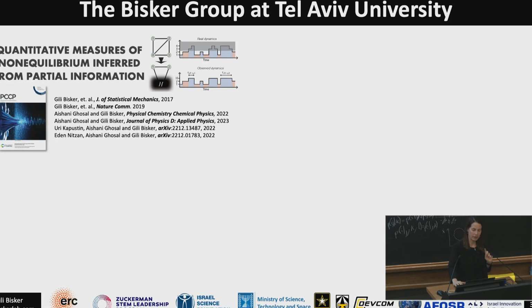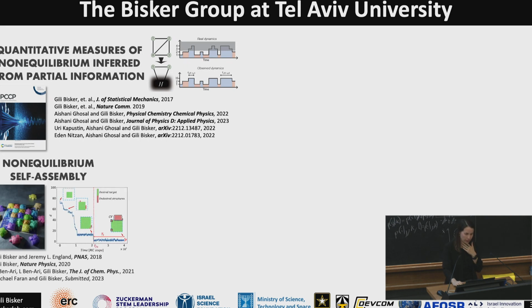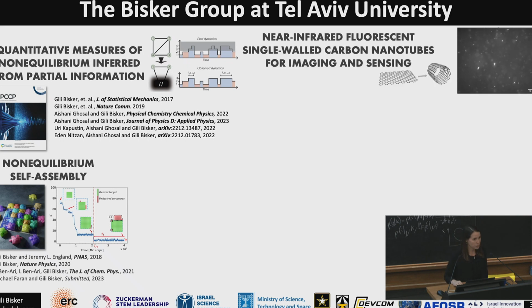Okay, so I do want to advertise my group. In addition to thinking about quantitative measures of non-equilibrium inferred from partial information, we also think about non-equilibrium self-assembly from theoretical perspectives. And I'm also an experimentalist, and I'm using near-infrared fluorescent single-wall carbon nanotubes for imaging and sensing.